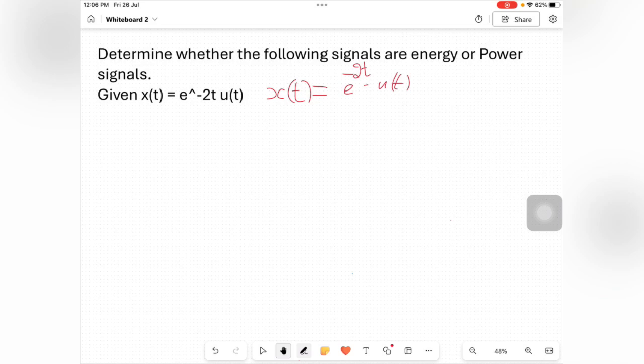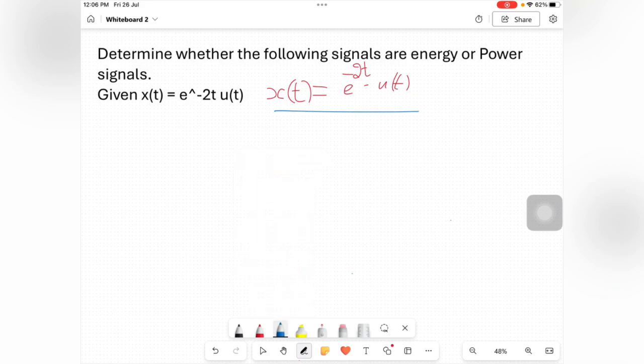So in this class today we can discuss problems on energy and power signal. The problem goes like this: determine whether the following signal is an energy signal or power signal. The given function is x of t equal to e power minus 2t into u of t. Before solving the problem, we should know what is an energy signal and what is a power signal.